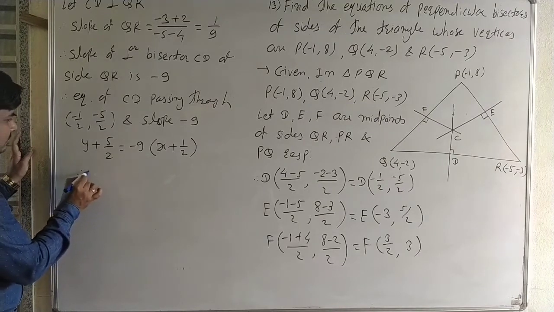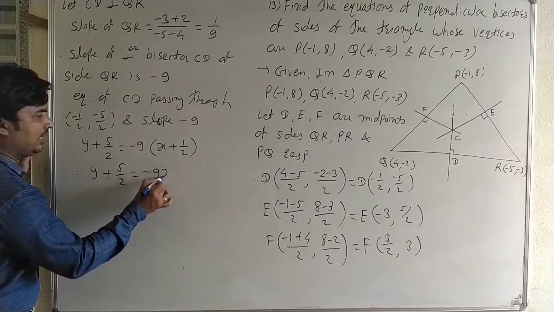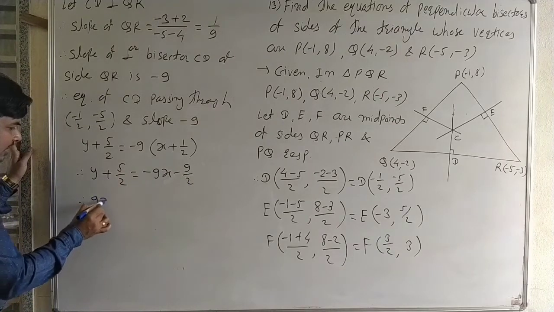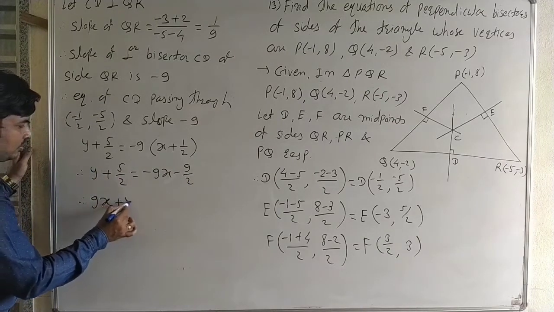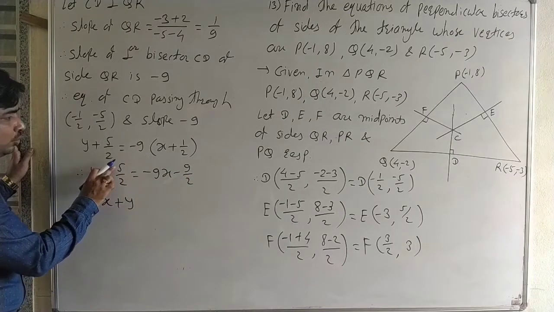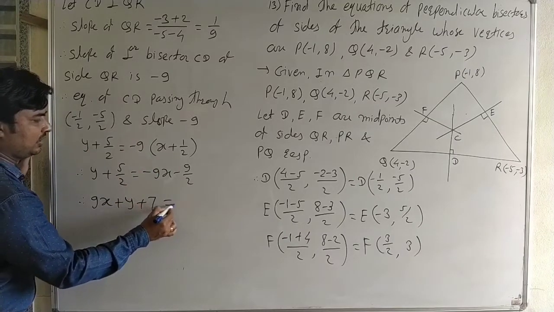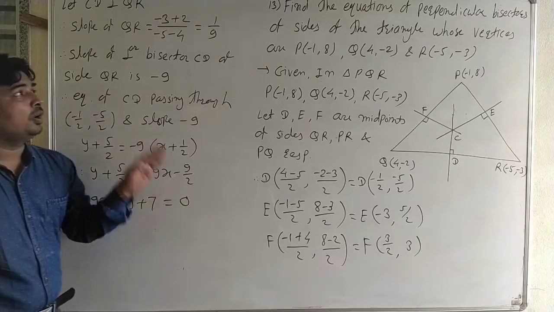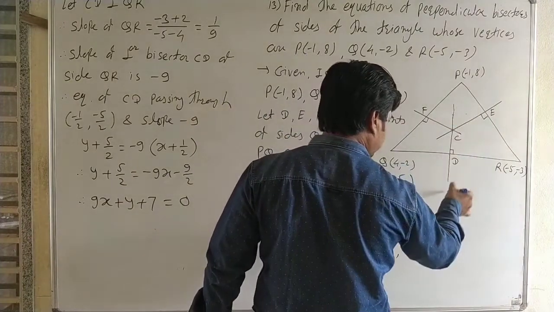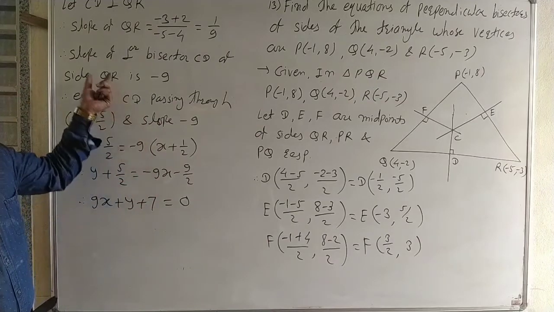Now y plus 5 by 2 is equal to minus 9 into x plus 1 by 2, that is minus 9x minus 9 by 2. Then take these terms to one side. Therefore 9x plus y plus 9 by 2 plus 5 by 2, so 5 plus 9 is 14 by 2, that is 7, is equal to 0. It is the equation of the perpendicular bisector of side QR, that is CD.